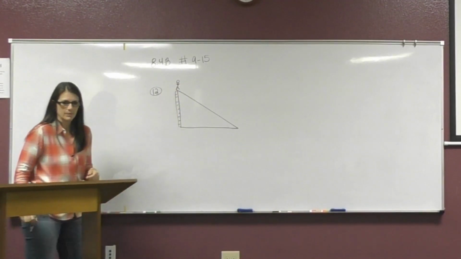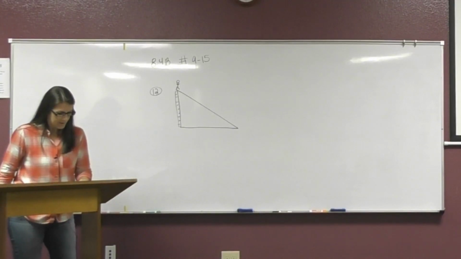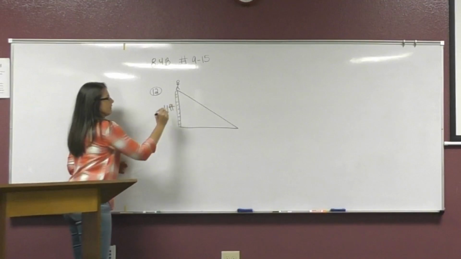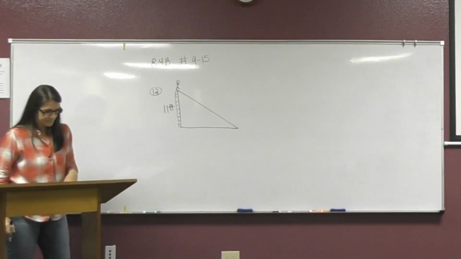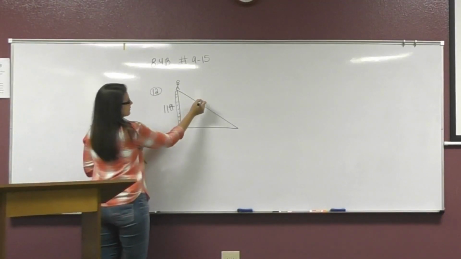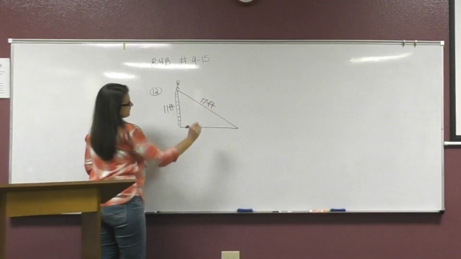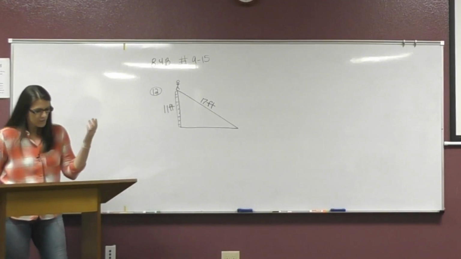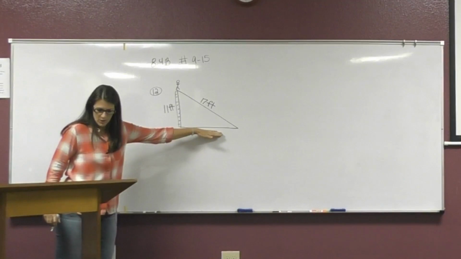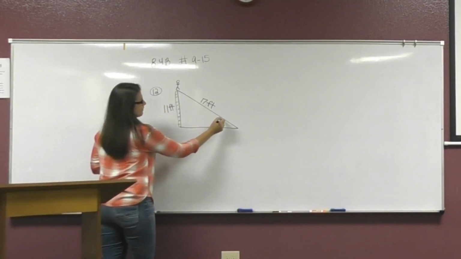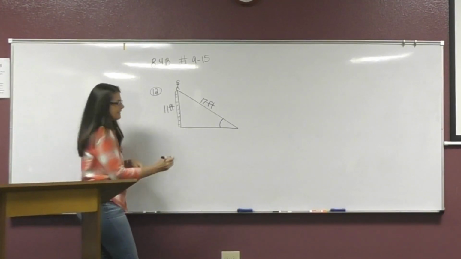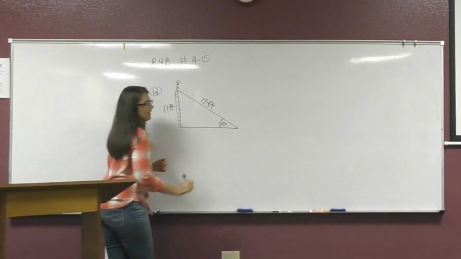Okay, there's Samuel. So let's see, the slide is 11 feet tall, so that number goes there. And it has a slide length of 17 feet, so that goes here. So the question is, what is the angle of inclination from the ground, this is the ground, to the slide? So that would be this angle right here. What is it? So that's theta.